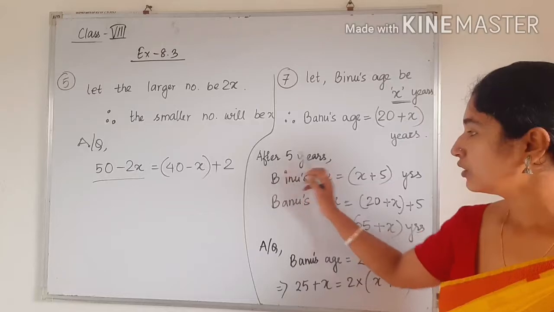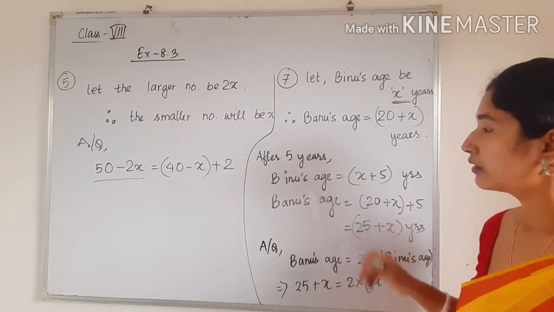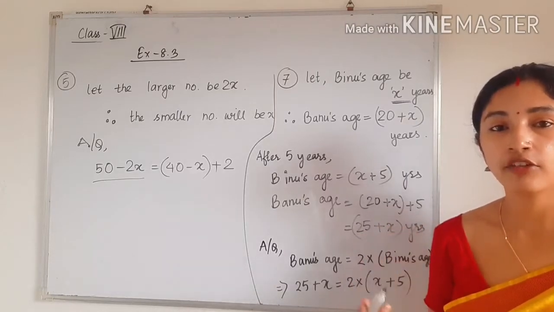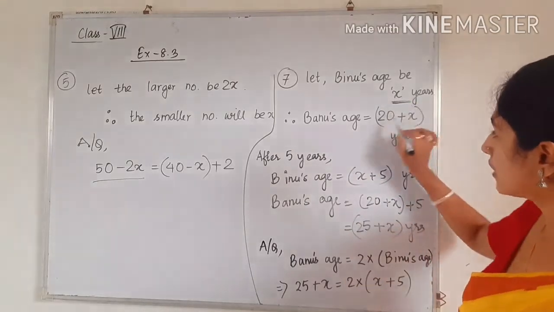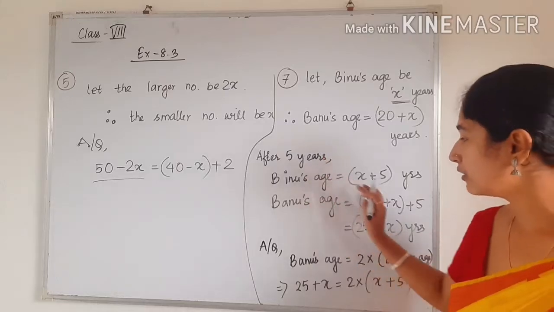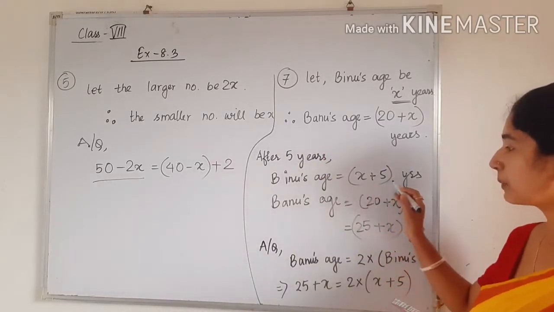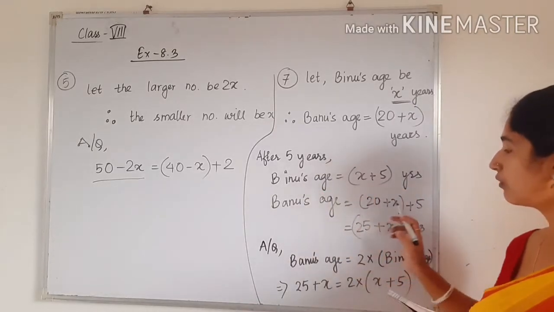So after 5 years, what will happen? After 5 years, the age will change. You already know after 5 years, you have to add 5 to their present ages. Their present ages now are x and 20 plus x respectively. So now we will add 5 to each one. So x plus 5 will be the age after 5 years. This is Binu's age, and Bhanu's age will be what?